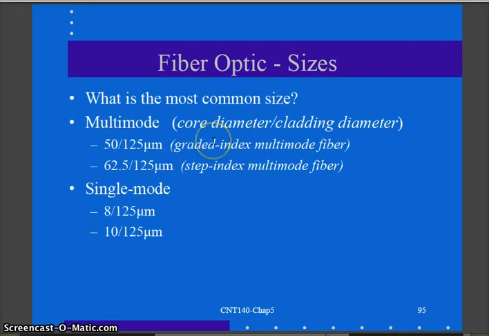And here are your common sizes then. So as I look at multi-mode, I typically run into 50/125 and 62.5/125. When I look at those two numbers, it's telling you the core diameter and the cladding diameter. 50 microns core, 125 micron cladding, or 62.5 micron core to 125 micron cladding. That's what that's showing you. And as I look at 50/125, that's your graded index. 62.5/125, that's your step.